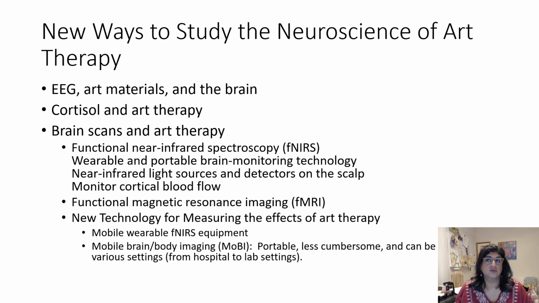Finally, there are a lot of new ways to study the neuroscience of art therapy. We now have EEGs, and there have been studies on EEG and art materials in the brain. We now have measurements for cortisol, and that has been a commonly studied thing with art therapy. Cortisol is a stress hormone, and there have been several studies that have looked at how, when engaging in art therapy, cortisol levels lower.